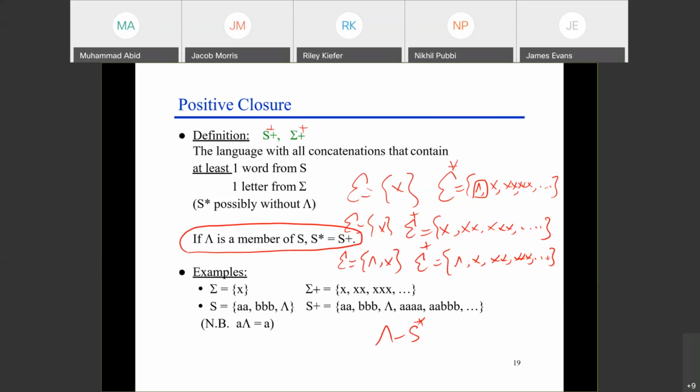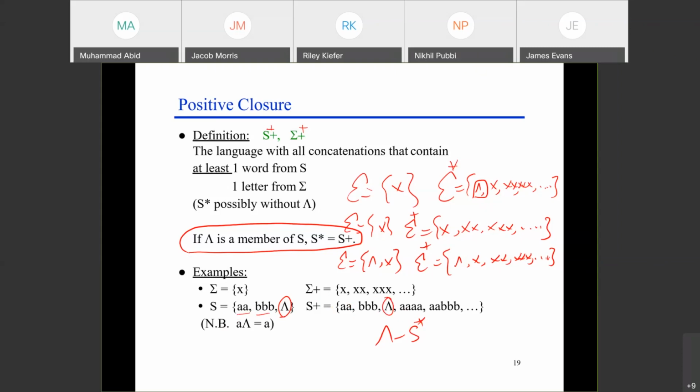Otherwise, it is the same. So now, if you see this, the positive closure of this language is the same, no lambda. Since lambda is here, it will bring lambda here. Okay, and all possible combinations of A and B with itself. So that's the only difference here. That's it.